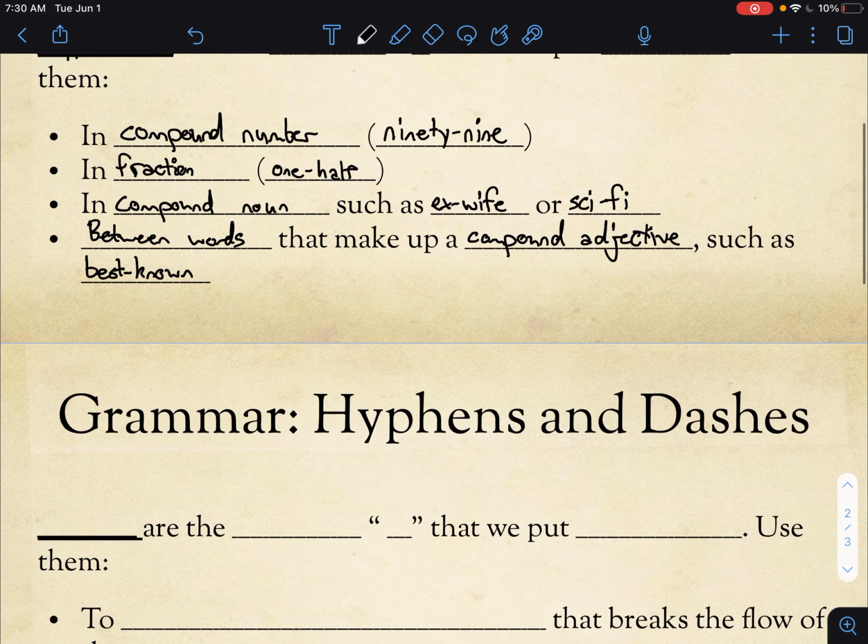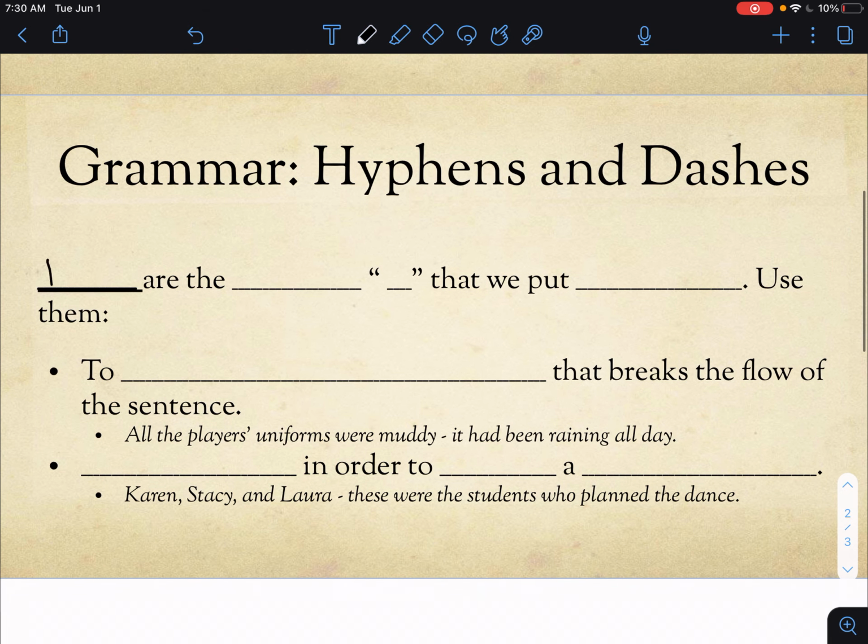Okay? Next, we have the other one. So if hyphens are the ones within the numbers, you can probably guess that dashes are the little lines that we put outside or around the words. Okay? And we use them in two typical spots.